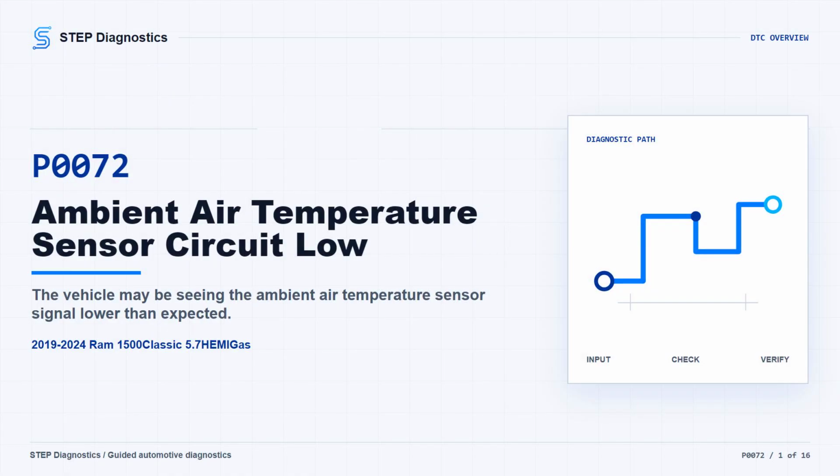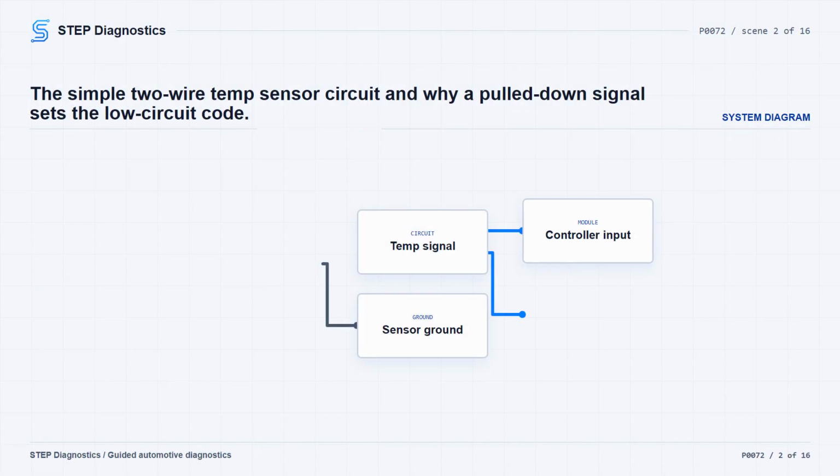On this 2019 to 2024 Ram 1500 Classic with the 5.7 Hemi, P0072 is an ambient air temperature sensor circuit low fault. In plain language, the controller may be seeing the outside air temperature signal pulled lower than it expects. The truck may turn the MIL on, and the outside temperature input can be unreliable. The broad possible fault areas are the ambient temperature sensor and connector, the signal circuit, the sensor ground side, or in fewer cases the module input.